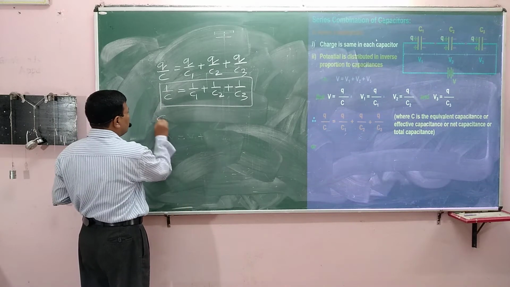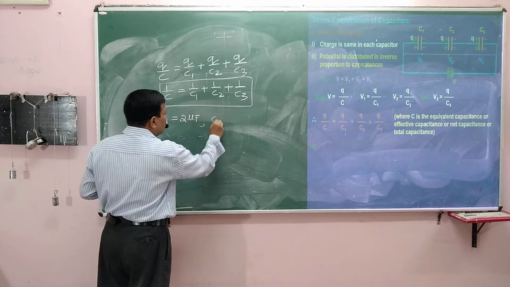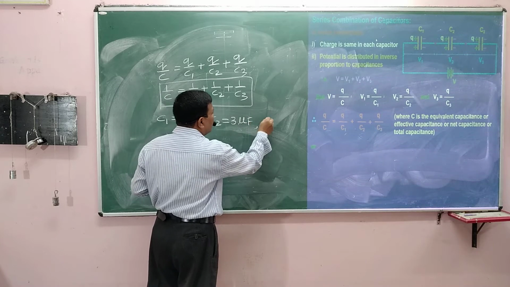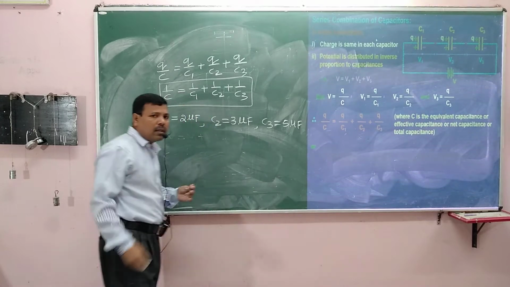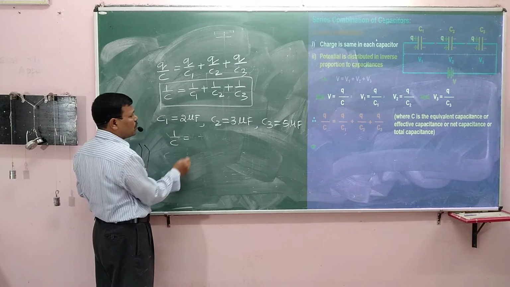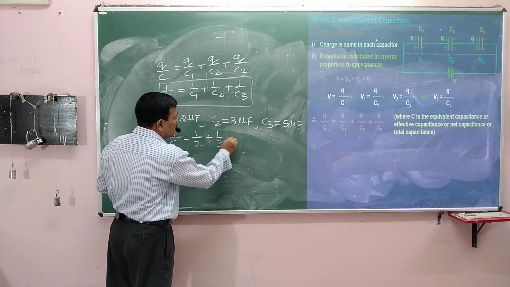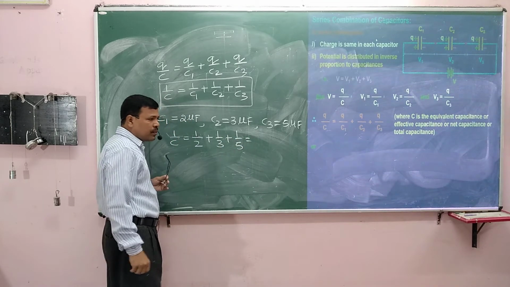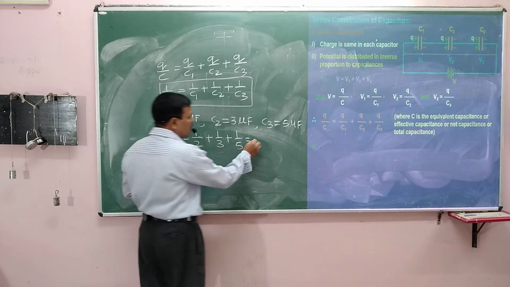Choose C1 equal to 2 microfarad, C2 equal to 3 microfarad and C3 equal to 5 microfarad. So what will be the net capacitance? 1 upon C is equal to 1 upon 2 plus 1 upon 3 plus 1 upon 5. And this will be, 5 3s are 15, 15 2s are 30, so LCM is 30.